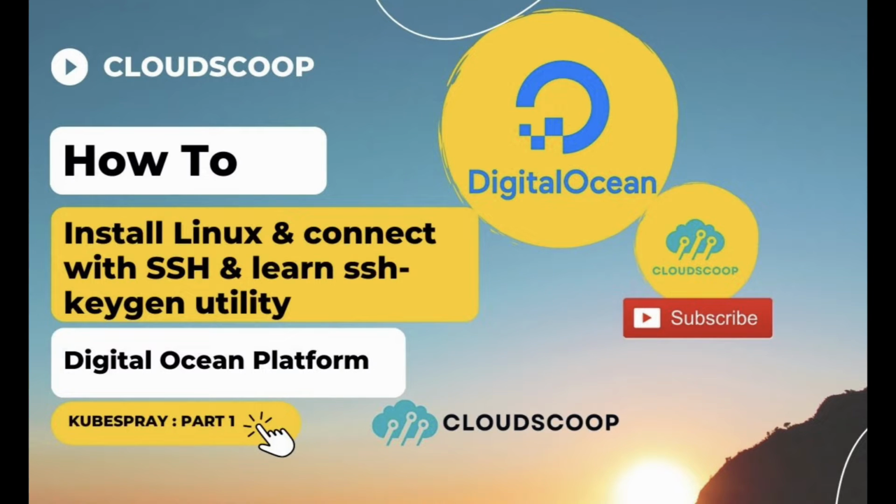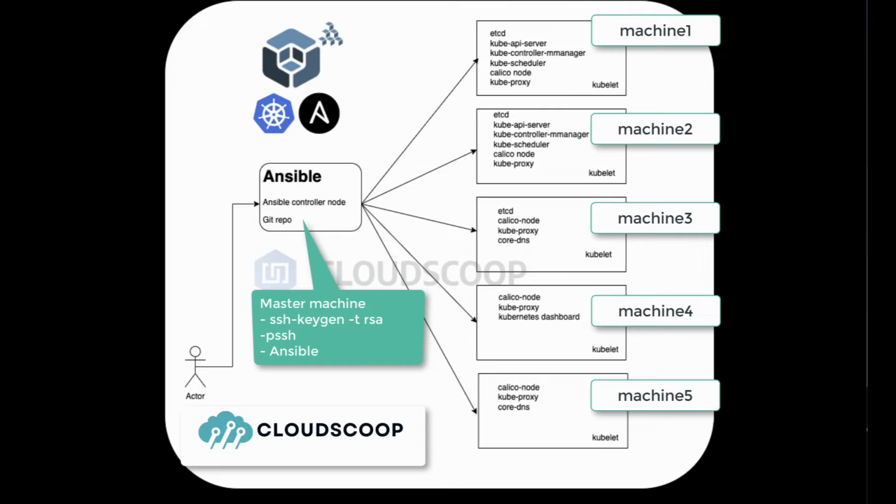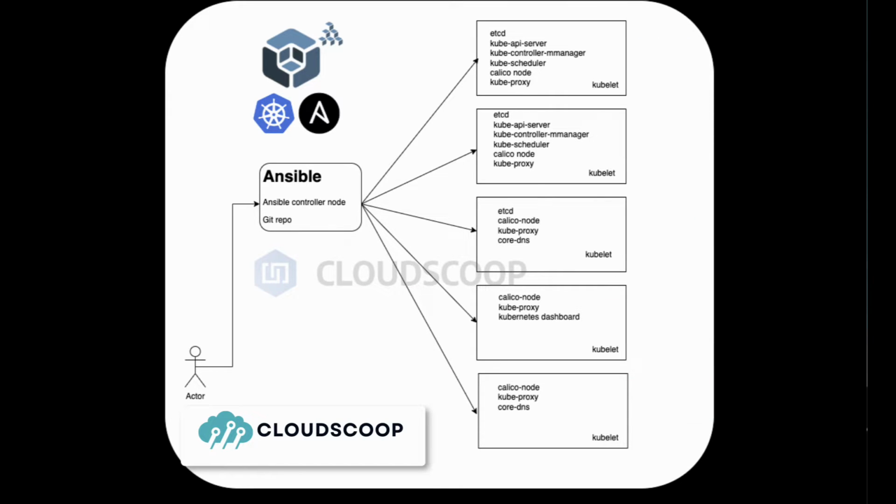Today we are going to see how to install Linux and how to connect with SSH, and at the same time we are also going to see how passwordless SSH works and how to set up passwordless SSH using the ssh-keygen utility. For those looking at it from the perspective of Kubernetes deployment using Kubespray, this is the first part. Here we are going to set up a lab kind of environment.